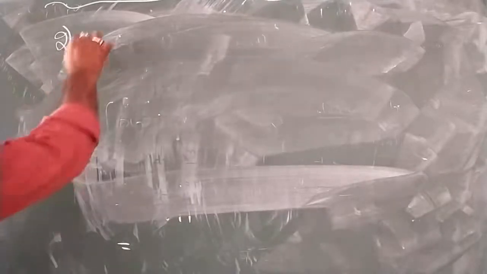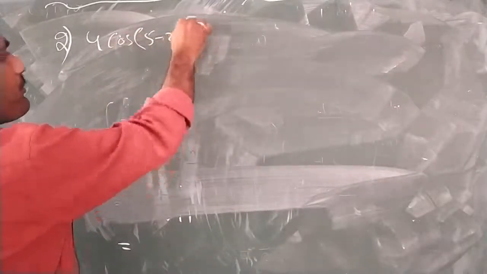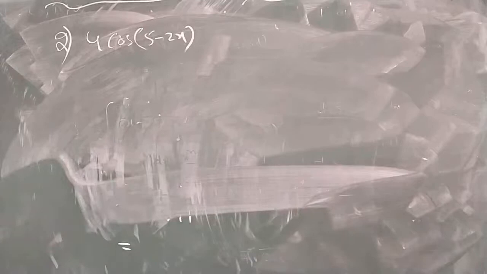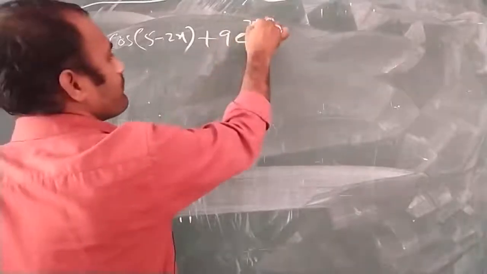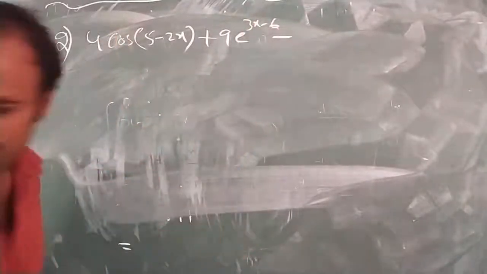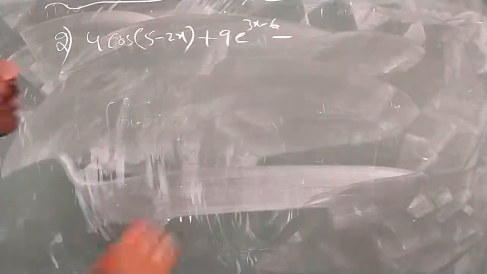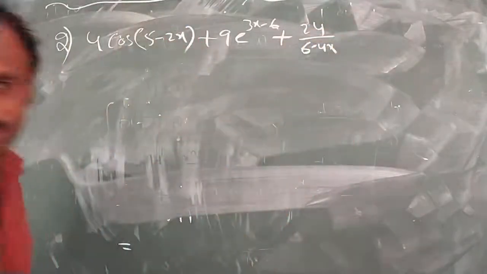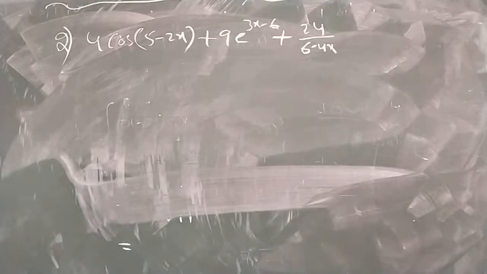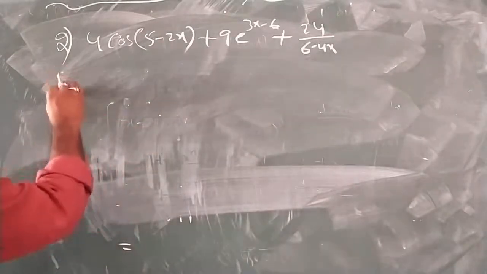Next, let us see the second question: 4 cos of (5 minus 2x) plus 9 e to the power of (3x minus 6) plus 24 by (6 minus 4x). So we need to do integration. Let us start.